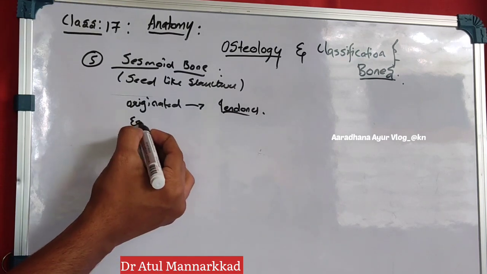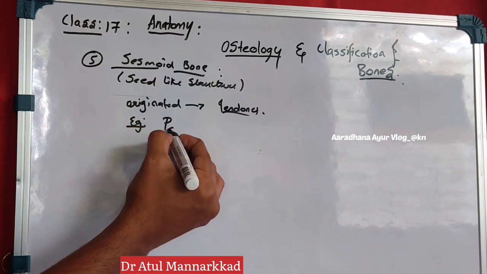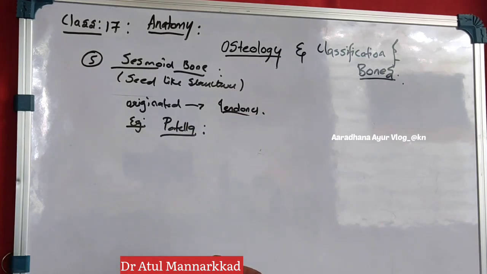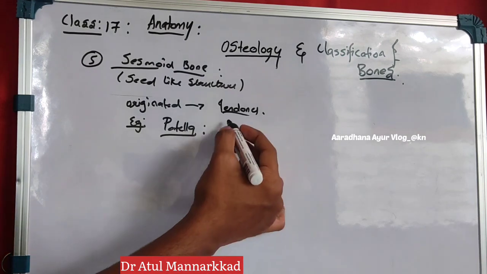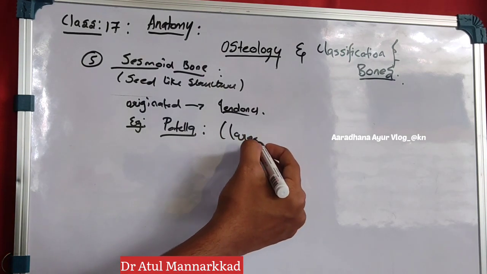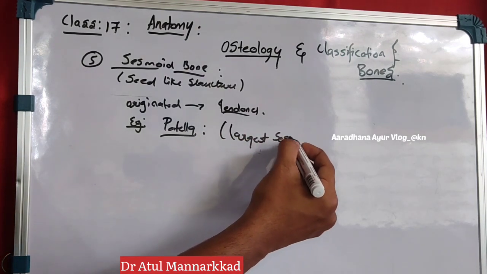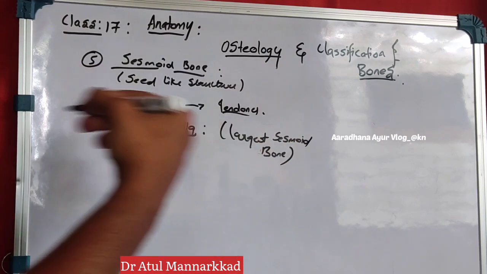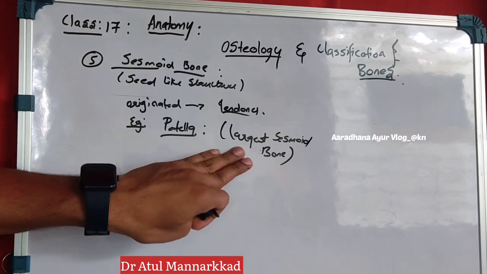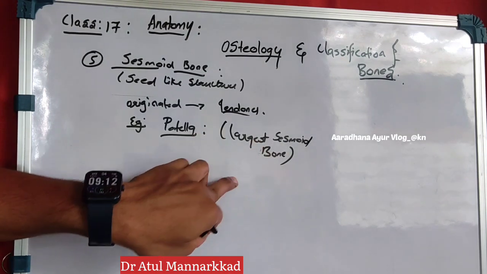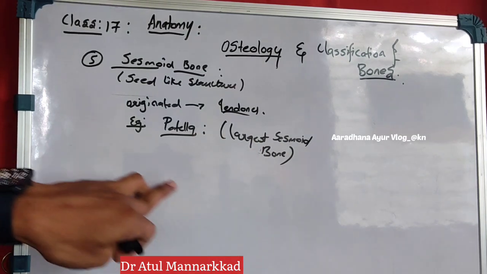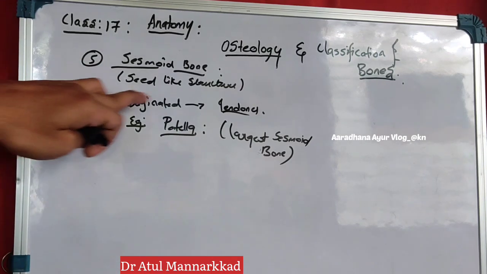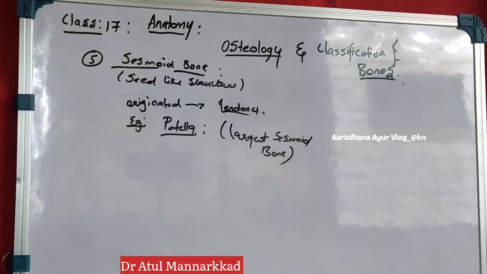One example is the patella, the knee bone. The largest sesamoid bone present is the patella. You can expect this question also: which is the largest sesamoid bone in the body? That is the patella bone, present in the knee joint. It originates from tendons, that is a sesamoid bone.